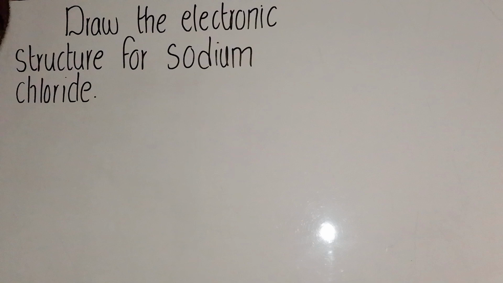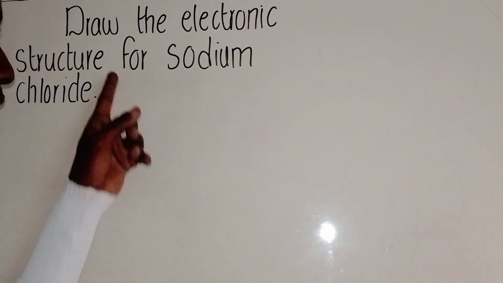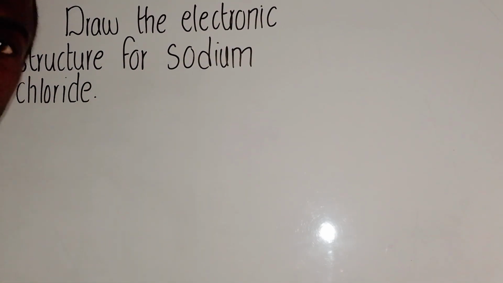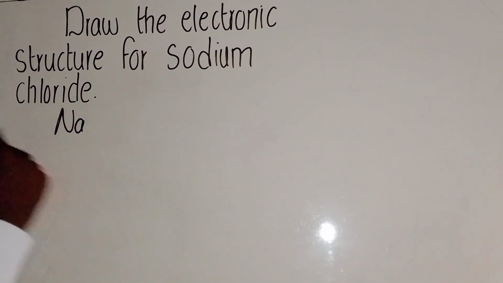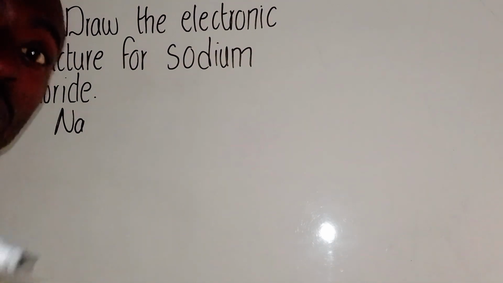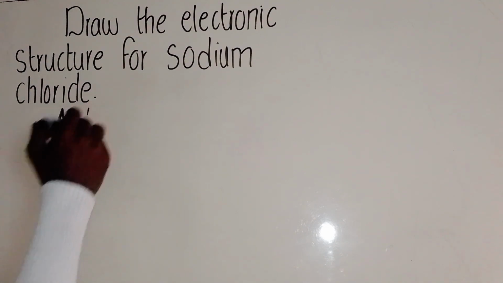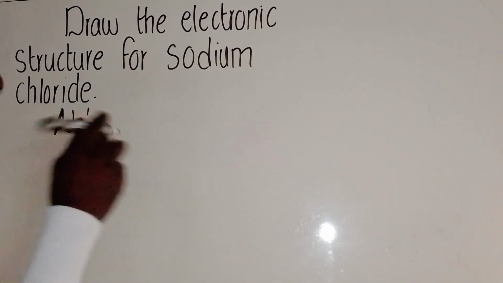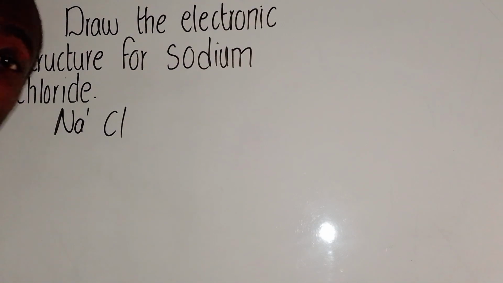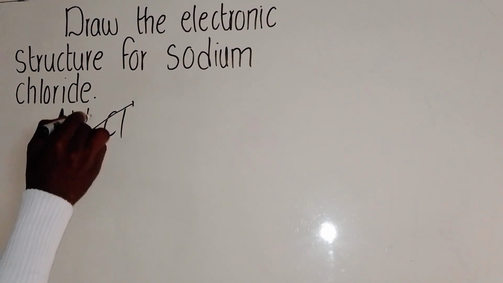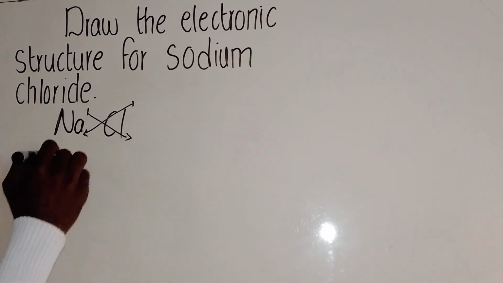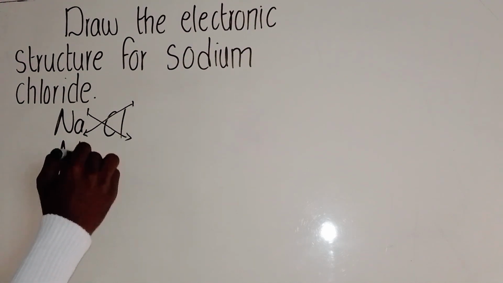Now you must understand that for you to draw the electronic structure, the first step is you need to write the chemical formula. Here you're given sodium, so you write sodium, which is Na. Sodium is found in group 1, meaning it has a valency of 1. Now we have chloride, meaning chlorine, which is Cl. Chlorine is found in group 7 and it has a valency of 1. So the valency of 1 here will come there, and this 1 will come there. So the chemical formula will be like this.